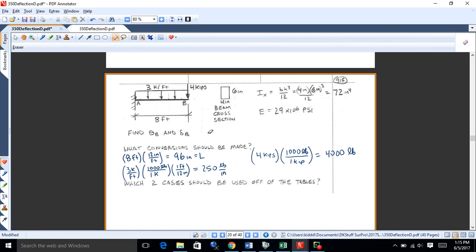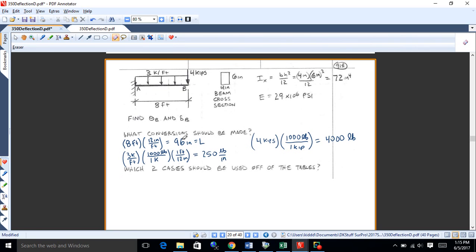So you could find the net angle, which is also a slope, because remember, a slope and an angle in radians are pretty much equivalent, as long as it's a small slope. And then find the delta there at the end of the beam.